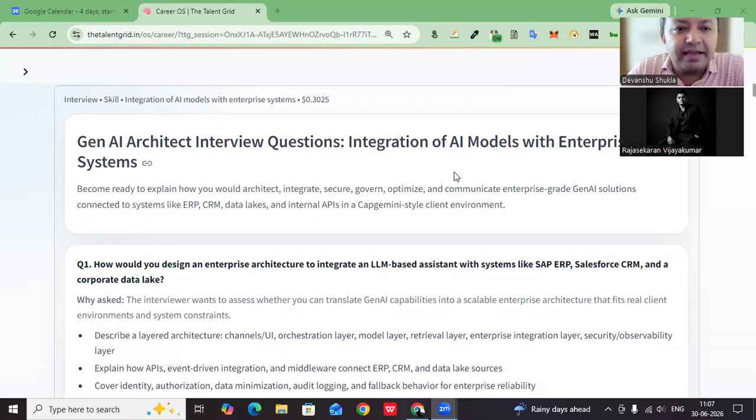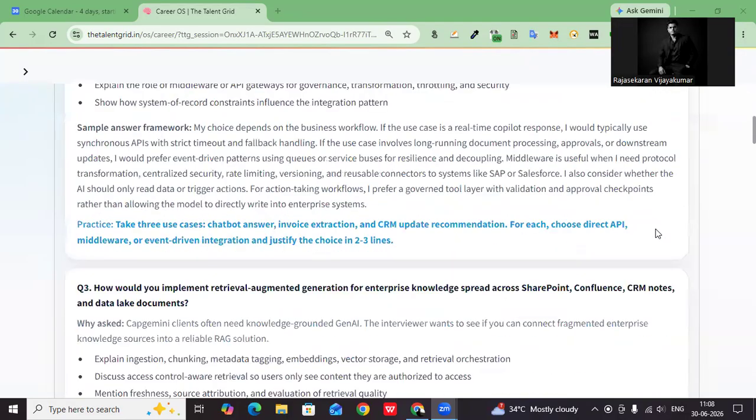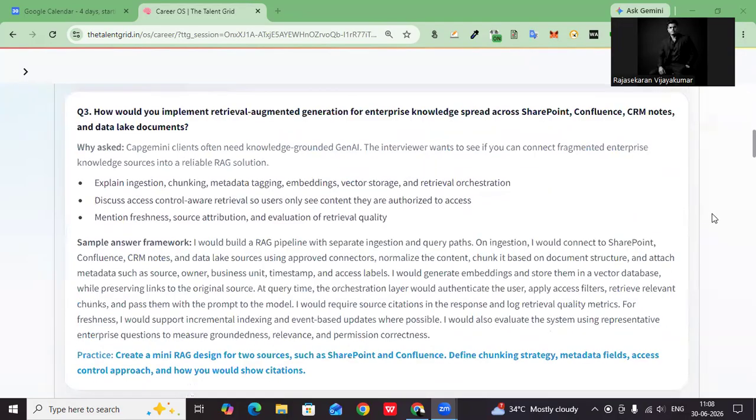In this GenAI architect mock interview questions, we will be covering integration of AI models with enterprise systems, from question number 3 to question number 12. Okay, so let's get started.